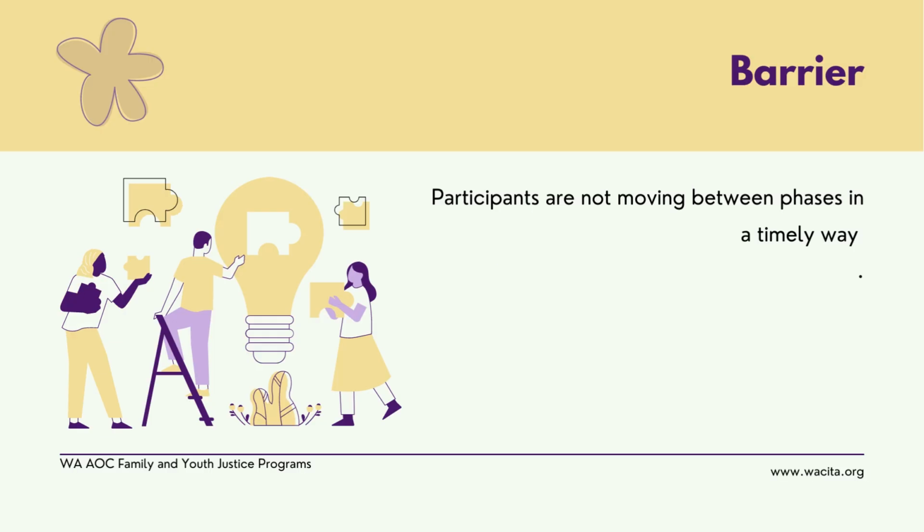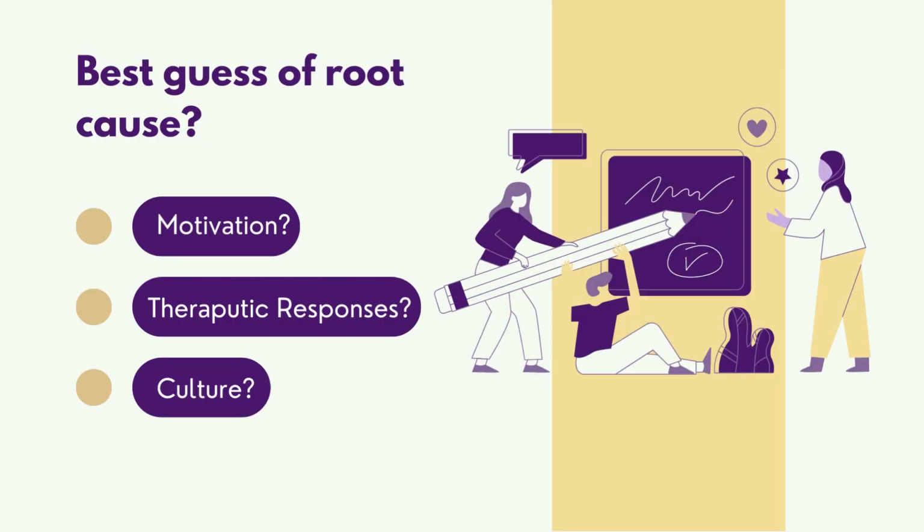So, thinking about an example of what this might look like in a court, a barrier might be that participants are not moving between their phases in a timely way. You'd like them to be moving through faster, or you feel like there would be a benefit to that. Now, as a possible educated guess on the root causes, we might think that motivation is the issue. So our therapeutic responses aren't motivating participants, or they aren't motivating a particular group of participants. So we'll look at motivation, at therapeutic responses, at culture, and maybe try and think of a change that might be relevant to those specific topics.